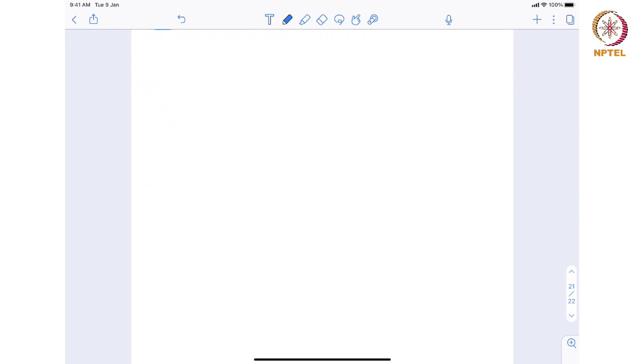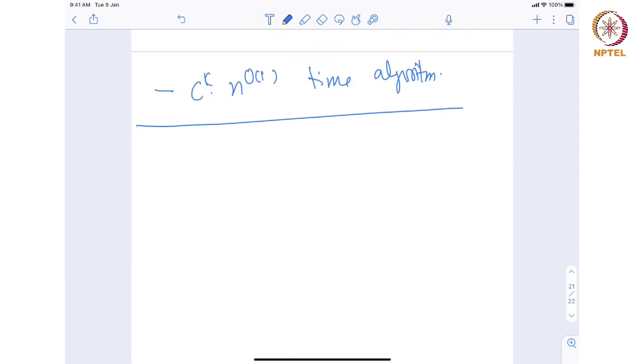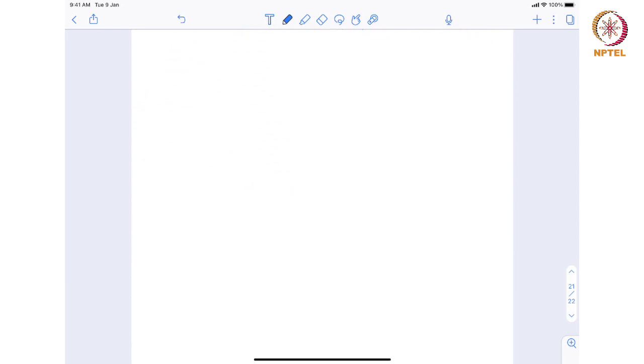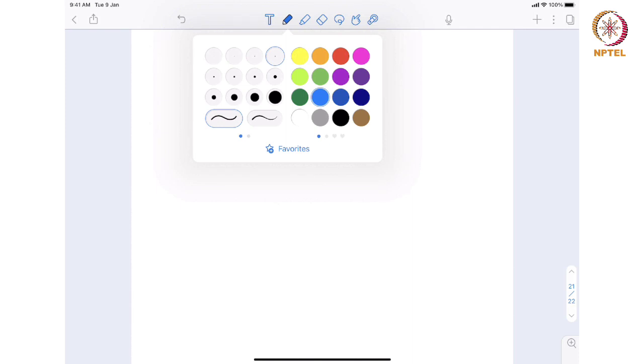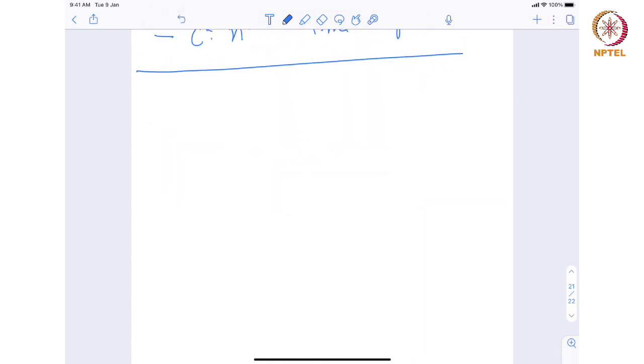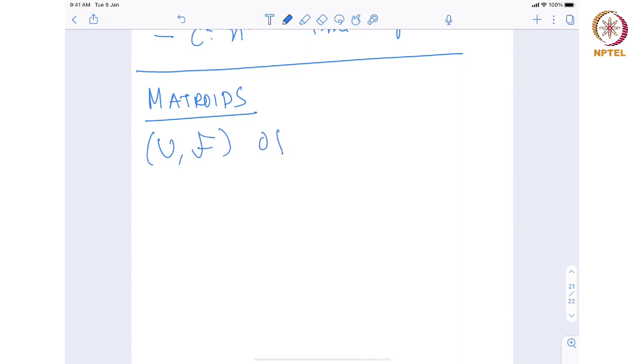So now let me take another 10 minutes and talk about matroids. Up until now we have talked about set systems, but another object of our interest is what is called a matroid. So what is a matroid? A matroid is basically a universe and a family of sets.